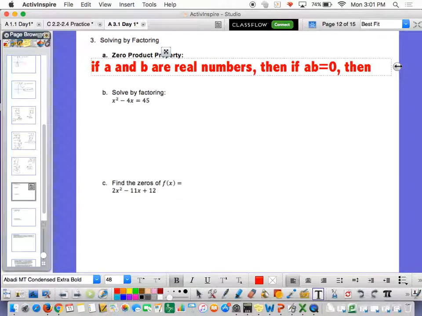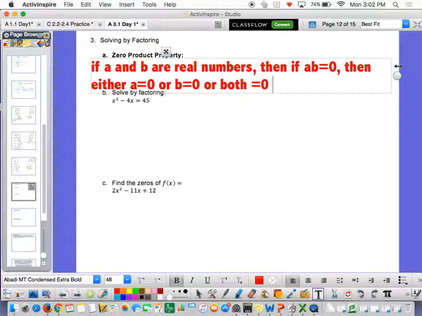If two numbers multiplied together are 0, then either A equals 0 or B equals 0 or both equal 0, right? The only time you get 0 through multiplication is if one of your friends is equal to 0. So that's what the zero product property says. And you're like, Bauckham, that's really cool and interesting. How does that help us? Allow me to show you.